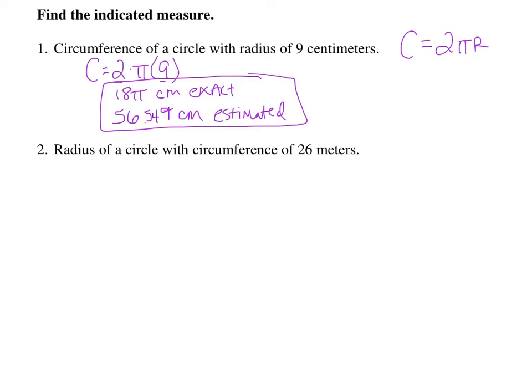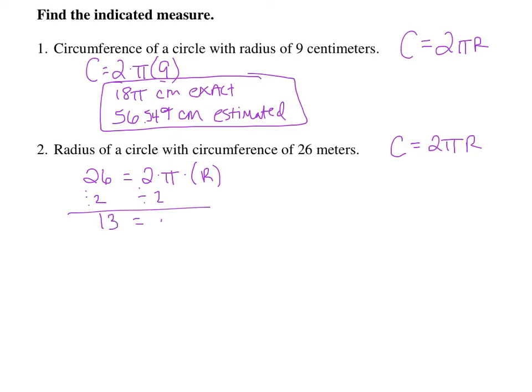So on the next one, we want to find the radius if the circumference is 26 meters. So remember, we have 2 pi r, and we just fill in the pieces that we've got. So we have the circumference, that's our 26. The 2 times pi times r, we don't know what the r is, so that's staying in r. So first we can divide everything by 2. So we have 13 equals pi times r. Then we have to divide by the pi symbol, so go ahead and divide that on your calculator.